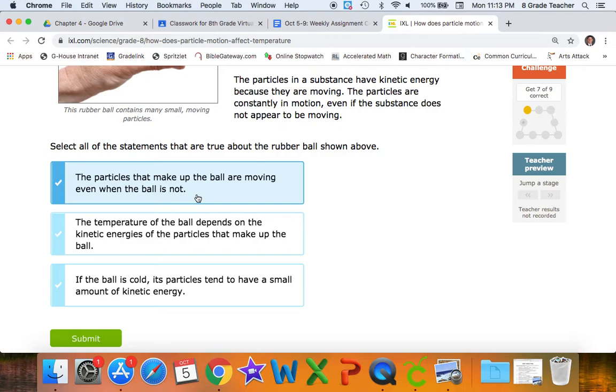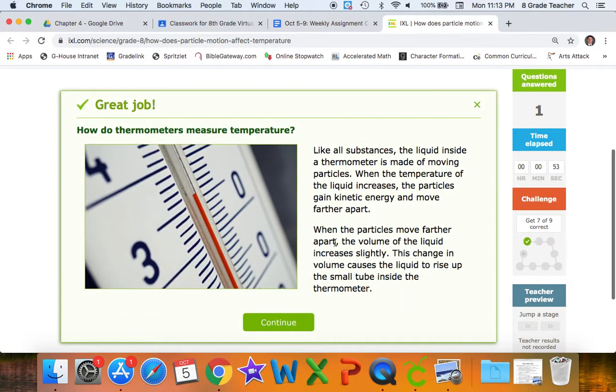The temperature of the ball depends on the kinetic energies of the particles that make up the ball. That's true. If the ball is cold, its particles tend to have a small amount of kinetic energy. That's true. If something is hotter, it has more kinetic energy. If something is colder, it has less kinetic energy. This is kind of how you explain how a thermostat works.